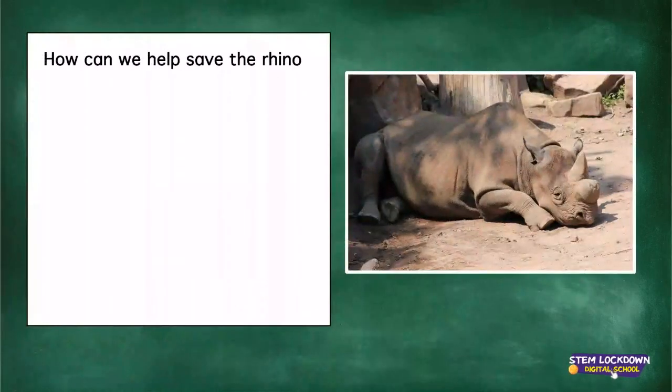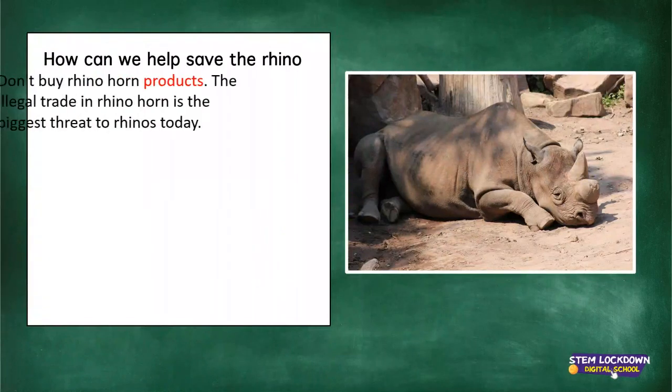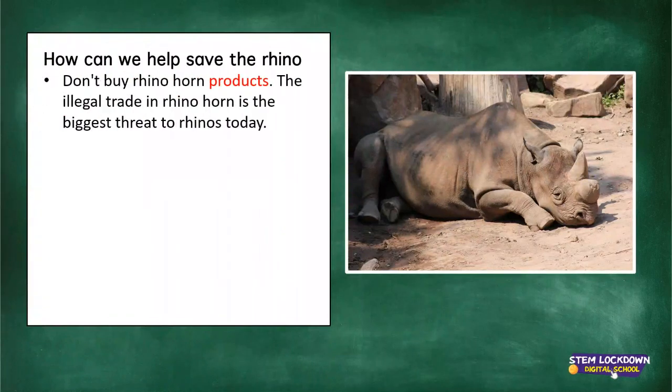And how can we help save the rhino? Don't buy any rhino horn products. The illegal trade in rhino horn is the biggest threat to rhinos today. Selling those horns or killing for the horns.